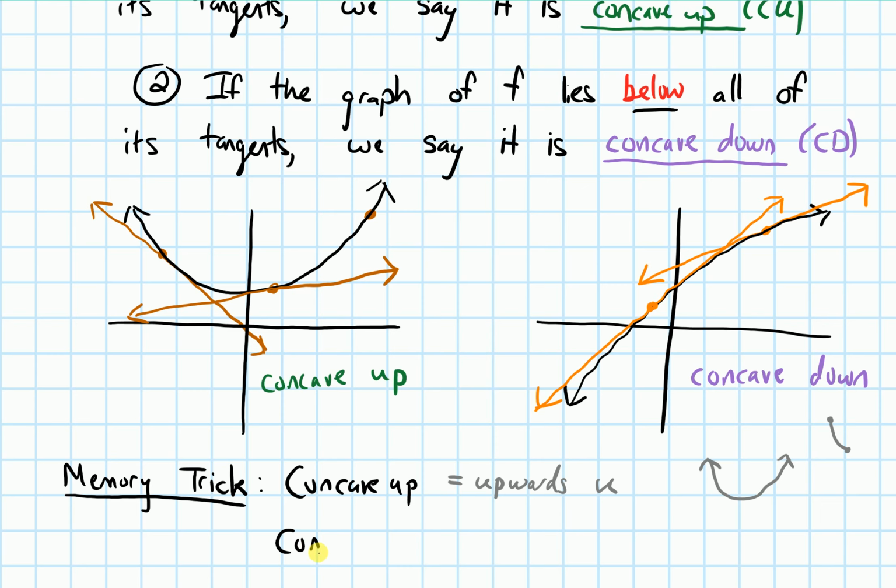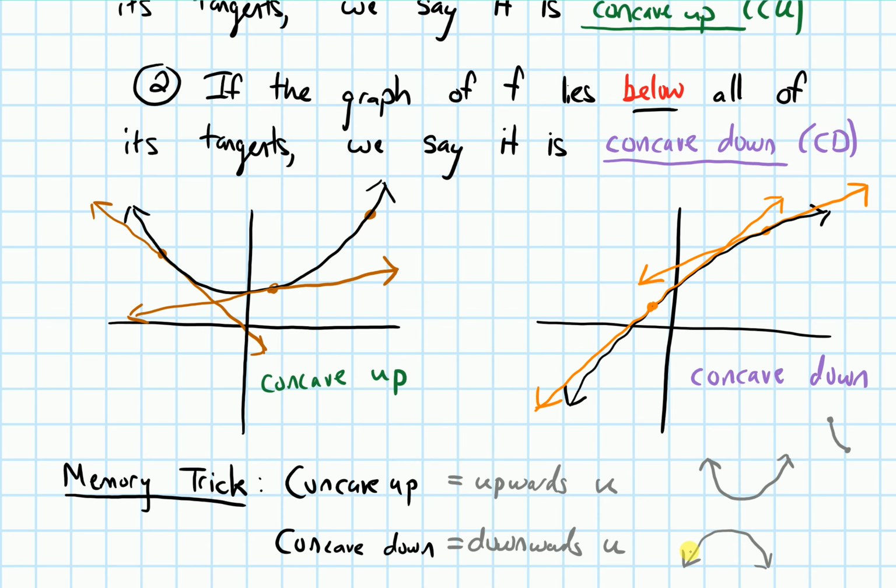Okay, on the flip side, a concave down graph would have a downwards U shape. So a downwards U. So an upside down U, that would be like this. An upside down U.